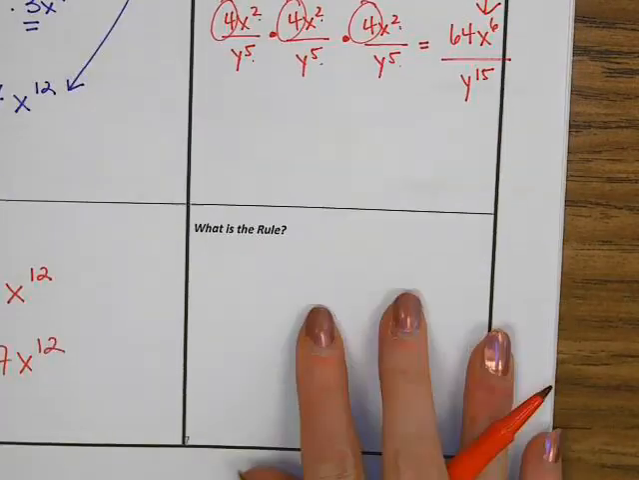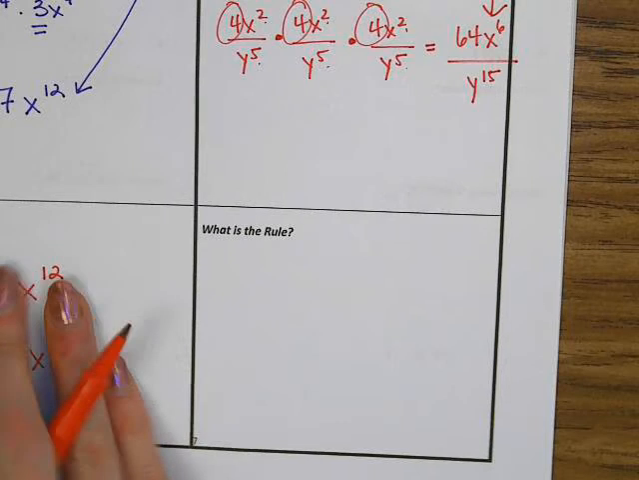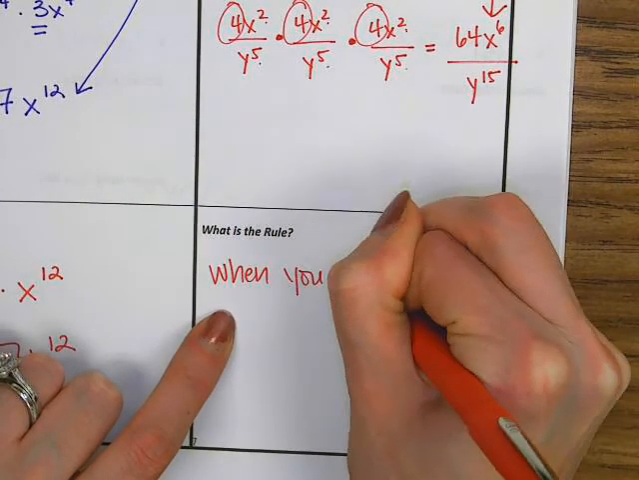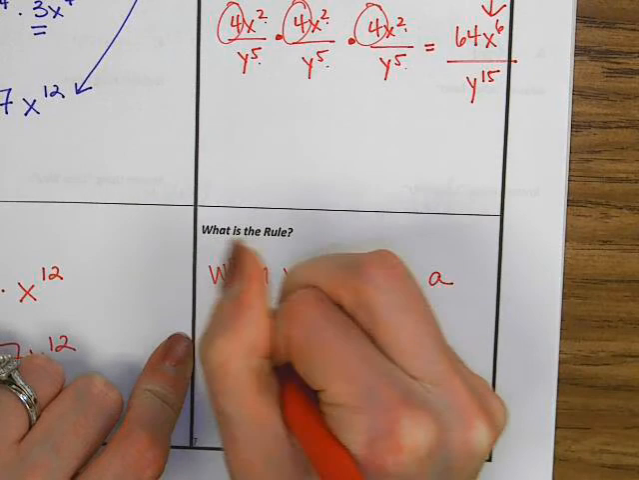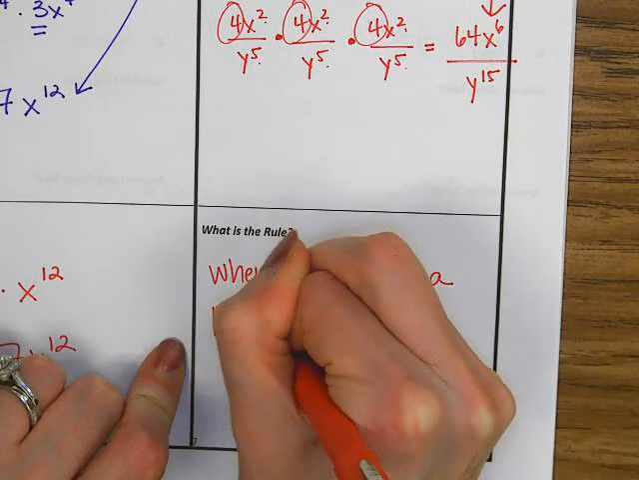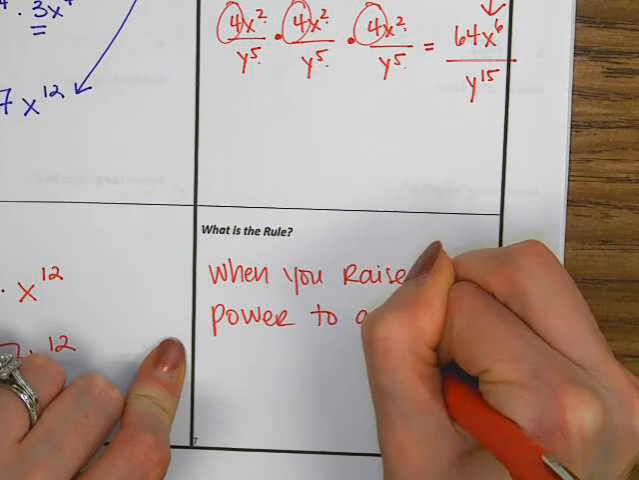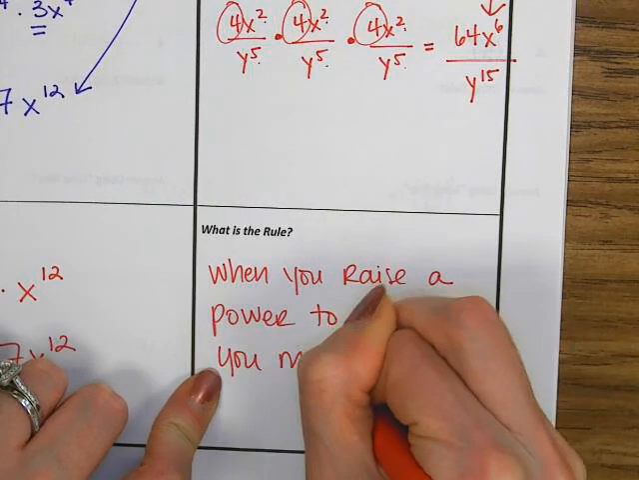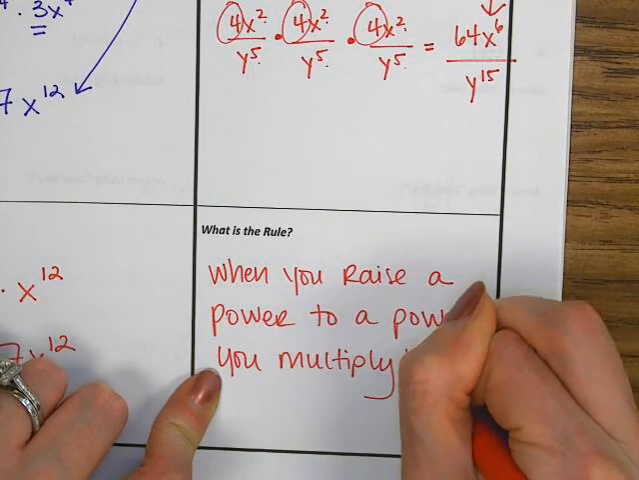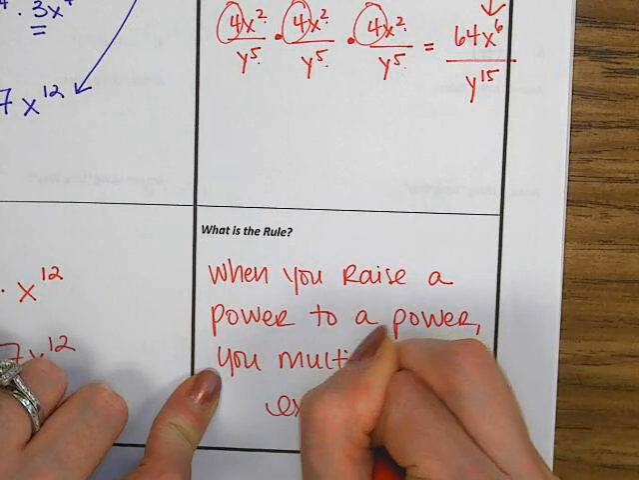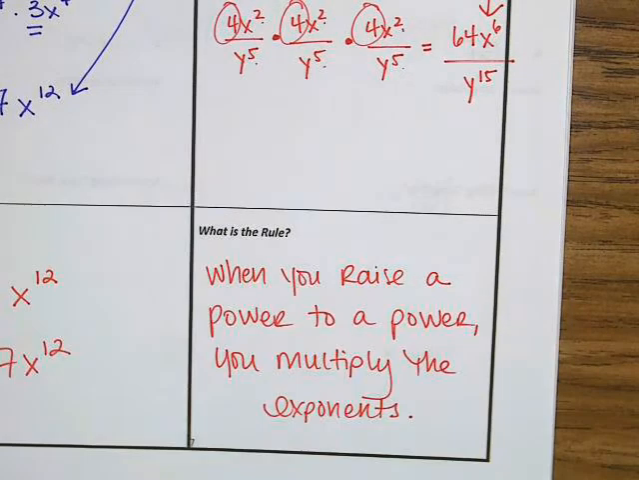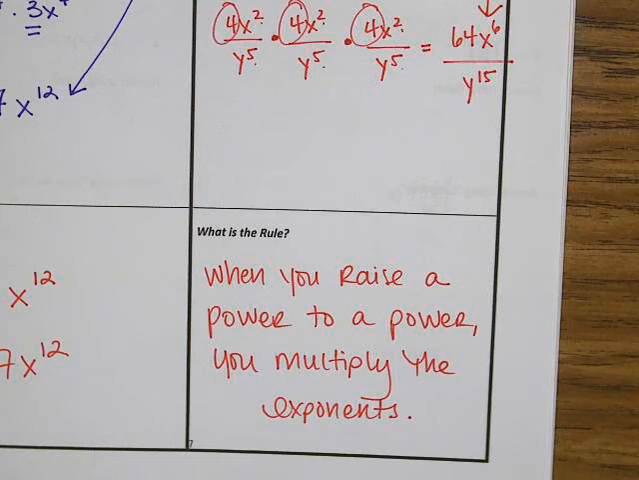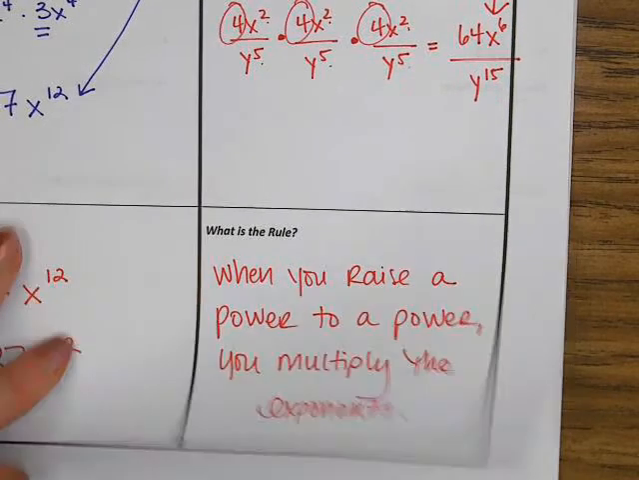Okay? So the rule, and the rule for both of these, is when you raise a power to a power, you multiply the exponents. Okay, so power to a power, you multiply. All right, let's do a couple examples.